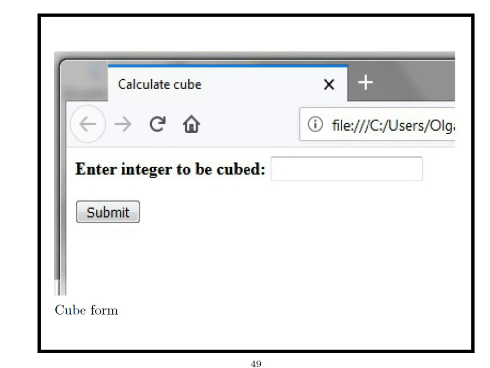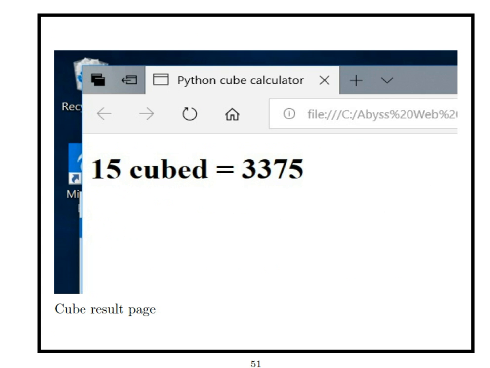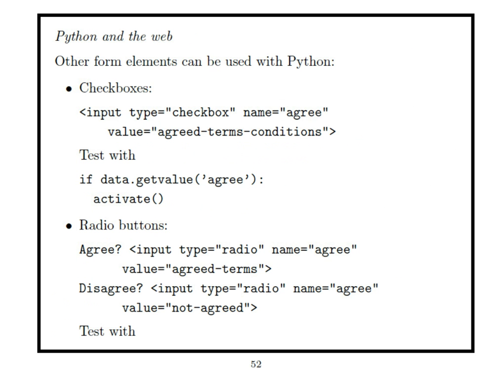So we have a form, and we have the Python code which computes the result, and we generate the result. Now other items can be used in the form. For example, we can have checkboxes, and then we can test the data in the same way. The data that's been submitted, we can test the agree field. The name of each field is used as the variable name or the attribute name in Python. Radio buttons also, again, when they're radio buttons for the same bit of information, then they're named in the same way.